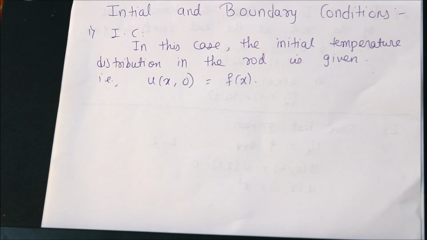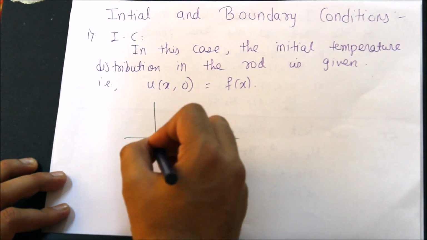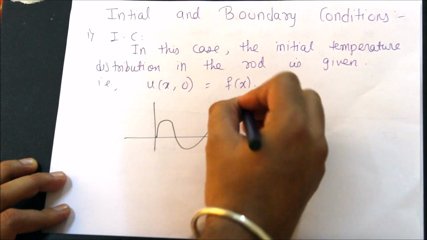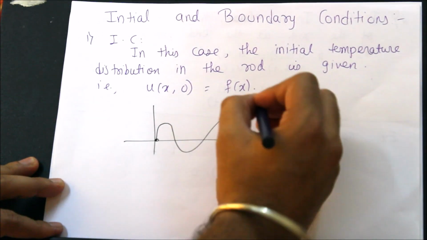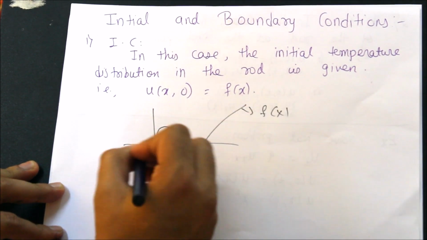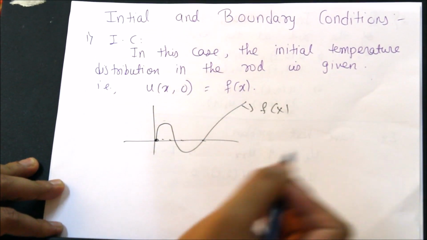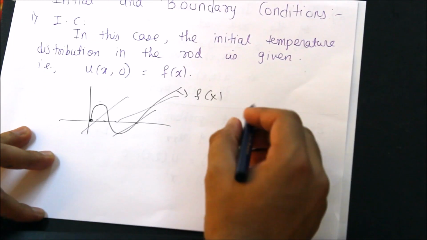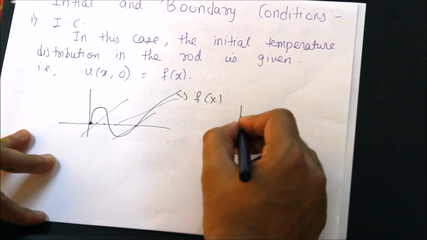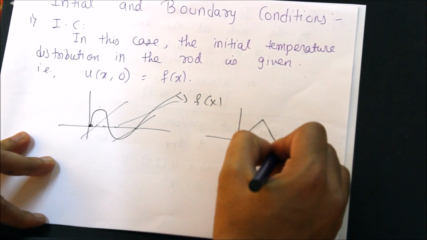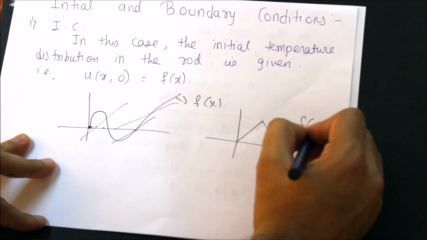Like for example, initially I am heating a rod. So you keep it above a candle or above the gas stove and you heat the rod. That means initially you are giving some temperature. So if I am saying u of x, 0 is equal to f of x, what does it mean? Suppose my f of x is something like this. Right? So this is my f of x, as my x is changing, this is the graph. Or let me take a simple graph. Let's take the simplest one.